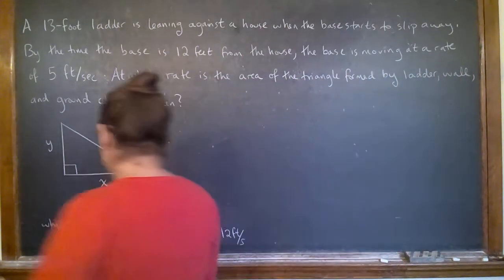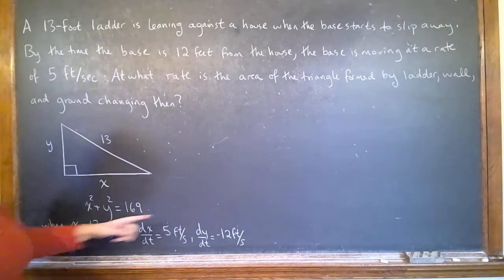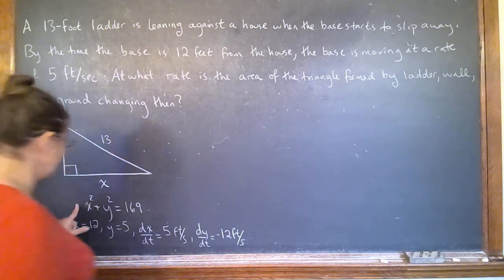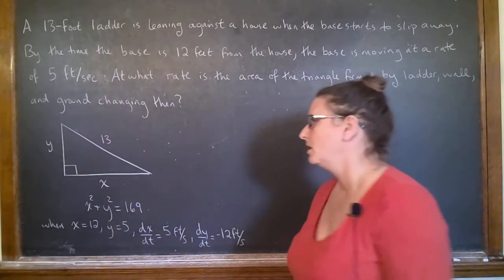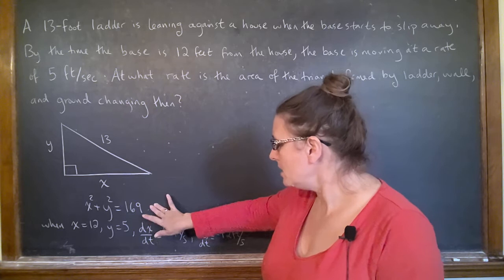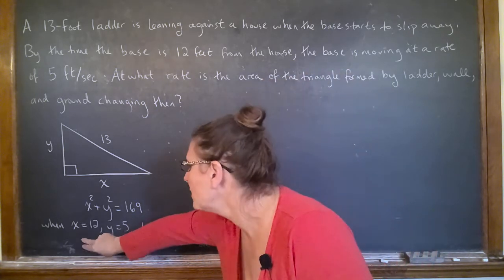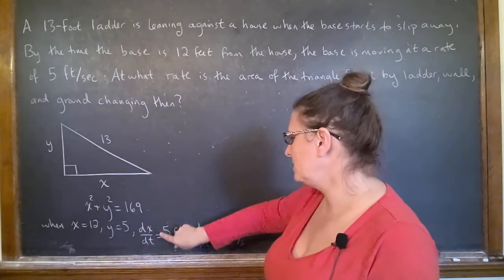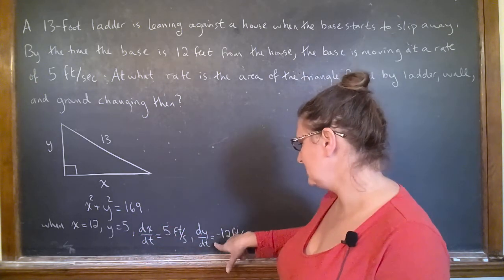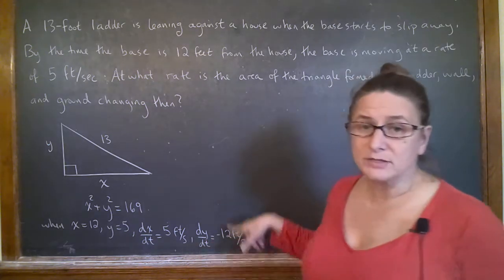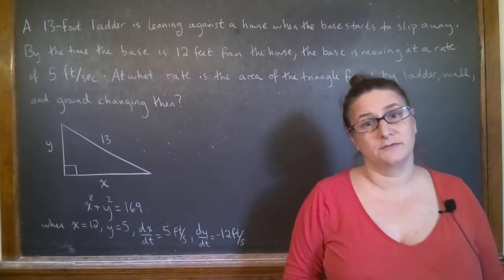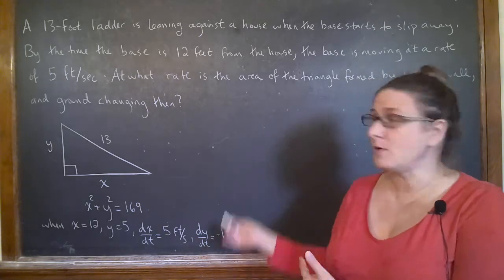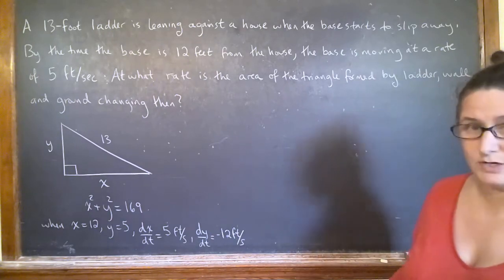So I put down here what we had already learned from the previous part of the problem. We had the Pythagorean theorem for the relationship between x and y, and at that point when x equals 12, we had found that y was 5, and where dx/dt was 5, then dy/dt was negative 12. So that's what we had figured out from the previous video. We may need some of that information for this one, so I'm just going to put it here so we don't have to redo it.